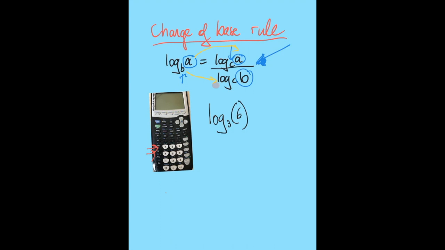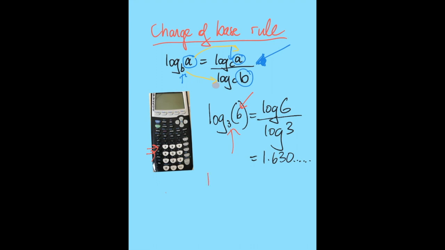Well, I need to change that. So let's change it into log base 10. So log of this original, remember we take this one first, log of 6 over, and now we have to find the log of the old base, so that would be log of 3. Now I can put that into my calculator and I'll come up with 1.630. Now I could have chosen the natural log.